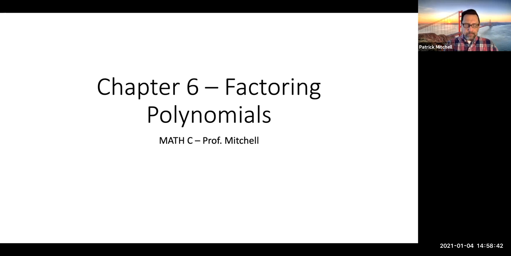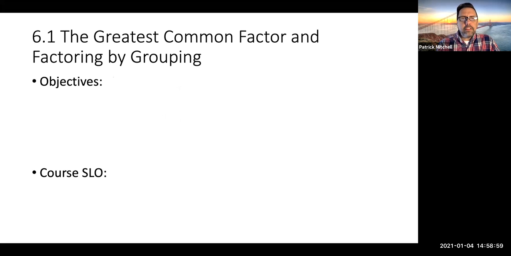So let's get started. Math C starts with chapter 6 in the textbook Beginning and Intermediate Algebra by Elaine Martin-Gay. So chapter 6 is about factoring polynomials. In the first section, 6.1, we're going to talk about the greatest common factor and factoring by grouping.